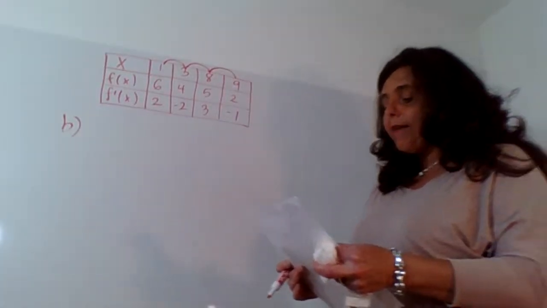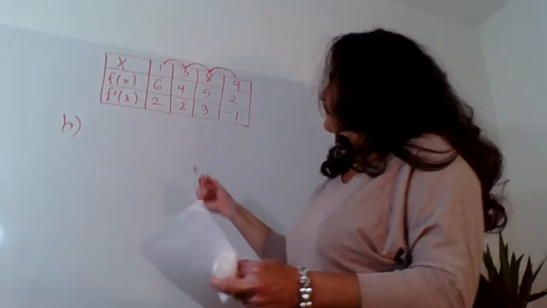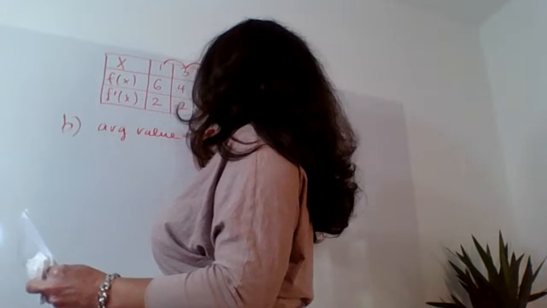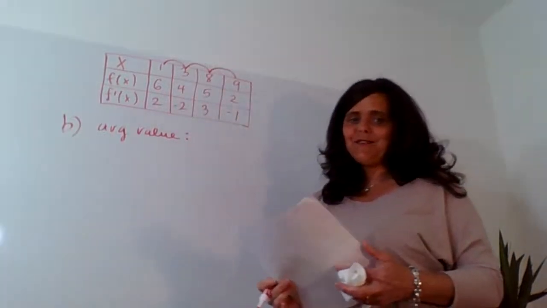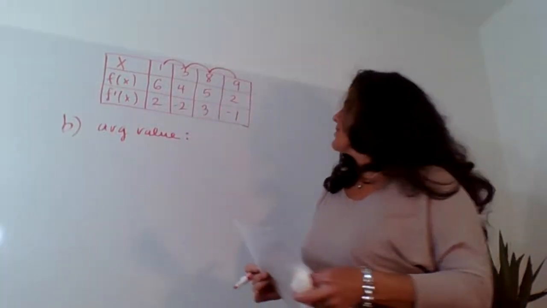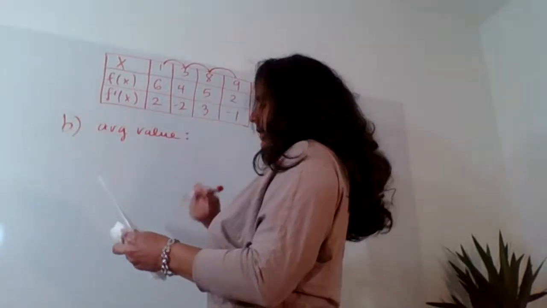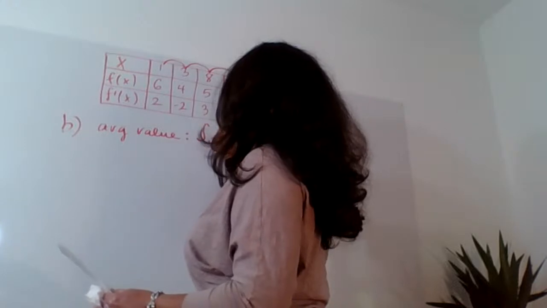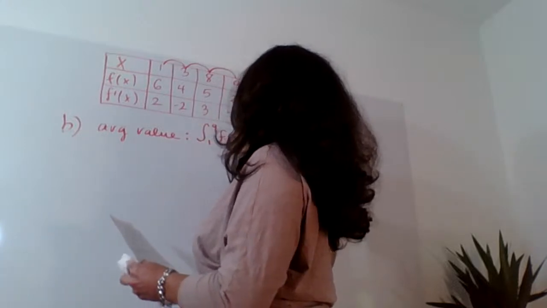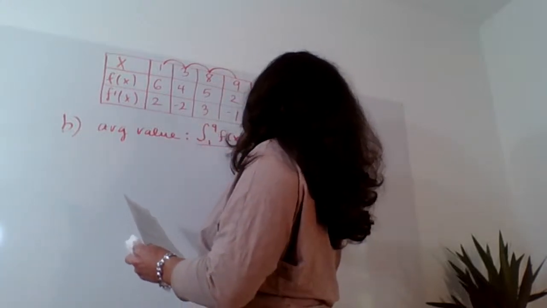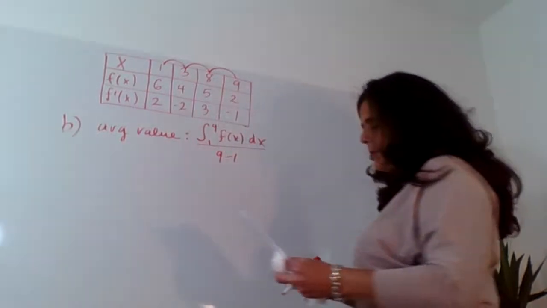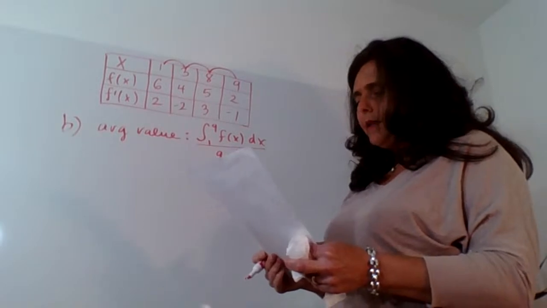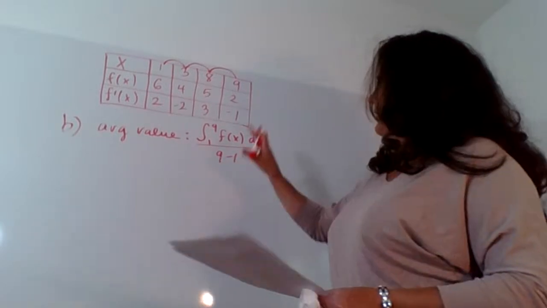So they want the average value. Be careful here, because average value, of course, we know, is equal to the integral over the interval. So I'm going to say, okay, they want the integral from 1 to 9 of f of x dx divided by the interval, which would be the difference b minus a, in this case 9 minus 1. Okay, so just checking, make sure they wanted f.